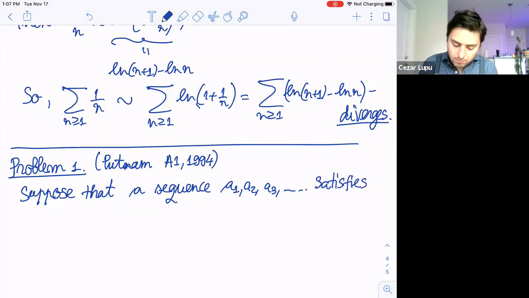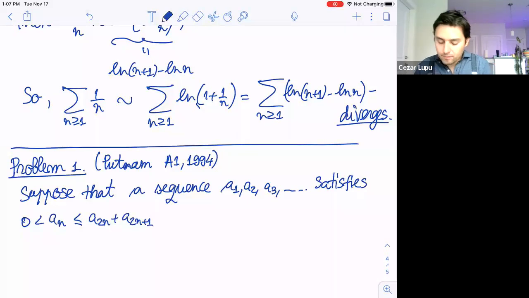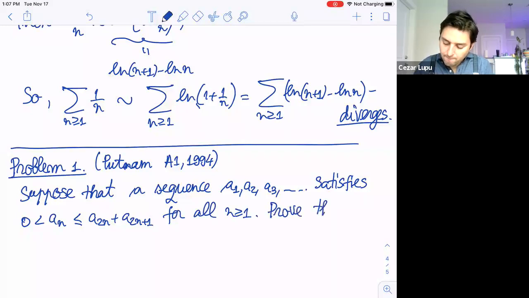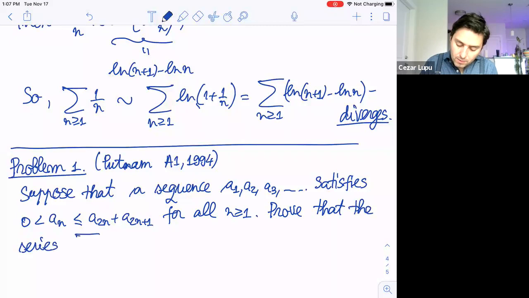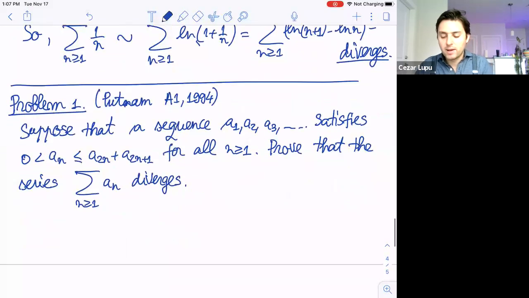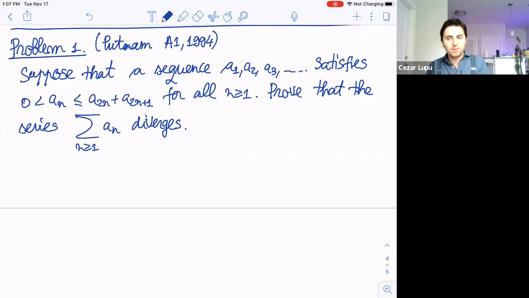this inequality. Well, 0 is less than a_n, so the sequence contains only positive terms, and a_n is less or equal than a_{2n} plus a_{2n+1}, for all n greater or equal than 1. Prove that the series, the sum of a_n, diverges. Wow. Okay, I want you to look at it, think about it for a couple of minutes.